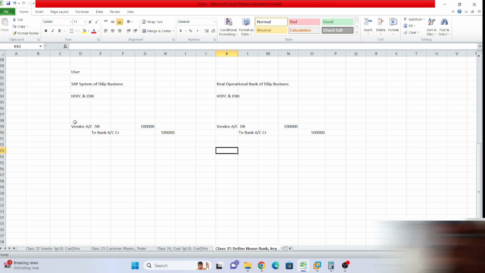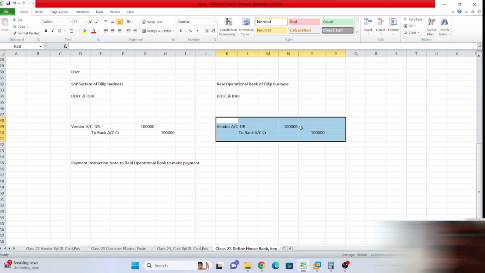So once the user does this posting in the SAP system, they need to send the payment instruction note to the real operational bank people to make payment. Correct? Logical, right? Then the payment from the real operational bank account will be deducted.